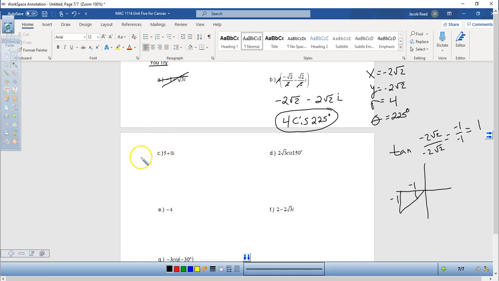Letter C, we know that x is equal to 5, y is equal to 0, that means r is equal to 5, and we need to know theta. Okay. Where we are talking about tangent of theta, talking about y over x, which means it's 0, and tangent is 0 at 0. So I'm looking for 5 cosine 0 plus i sine 0.